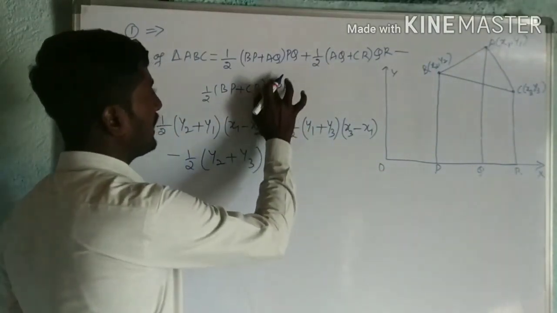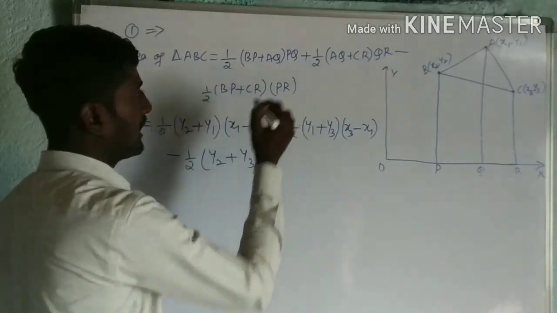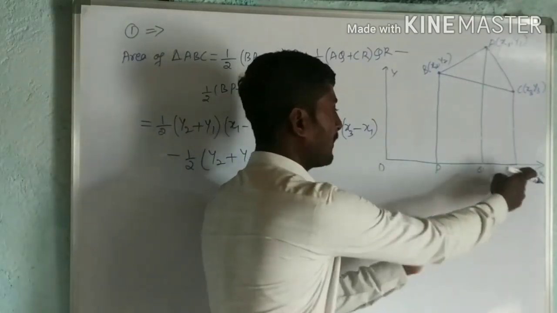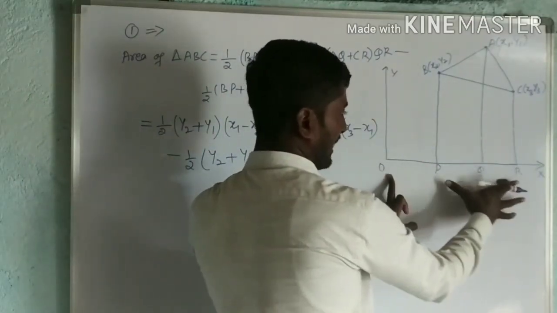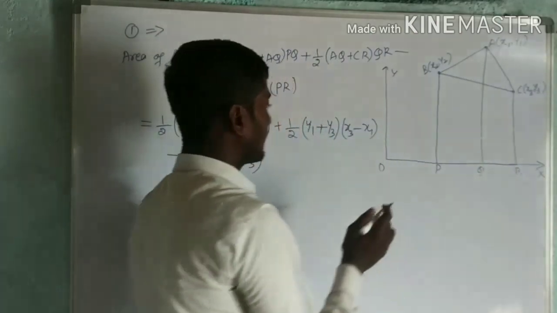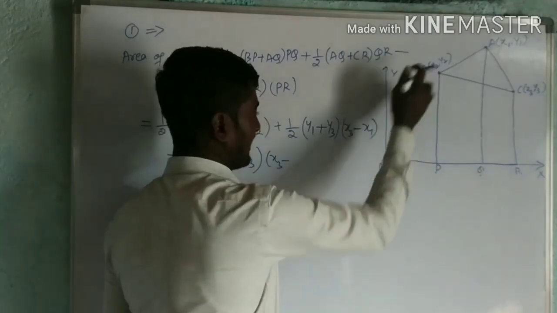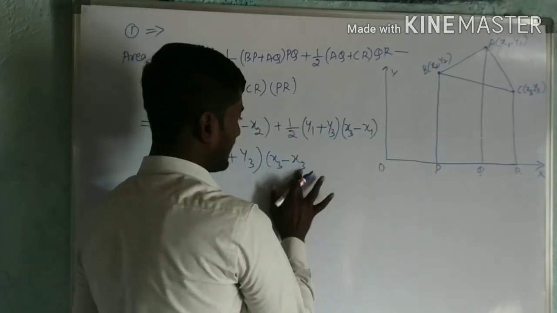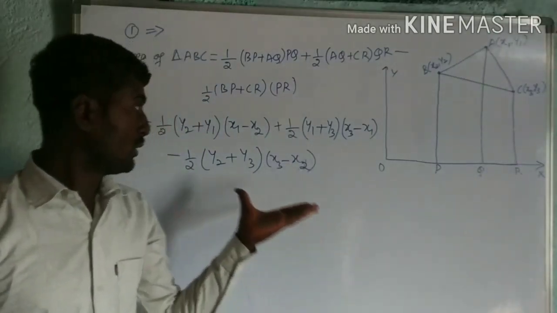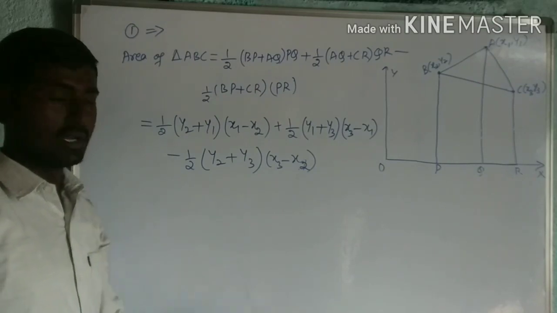So this PR is nothing but OR minus OP. So PR is equal to OR minus OP. So OR is here x3, minus OP is here x2, x3 minus x2. Now by solving or simplifying this equation, I'll get one formula.